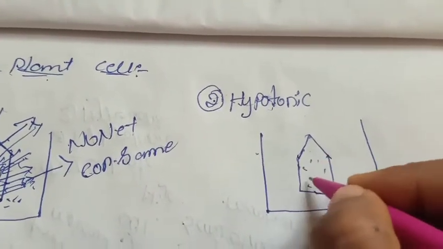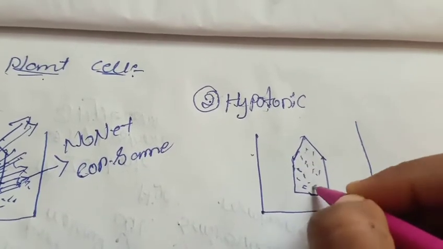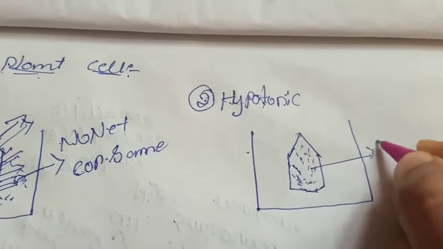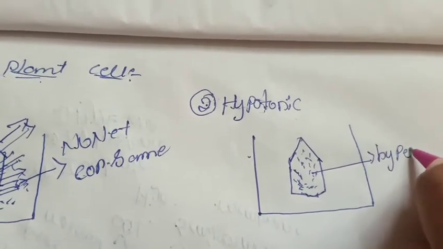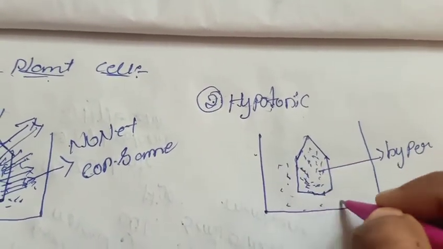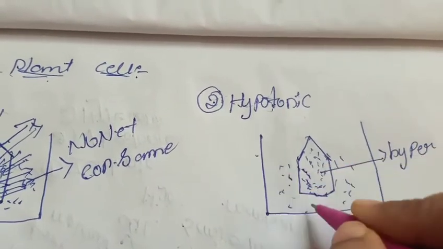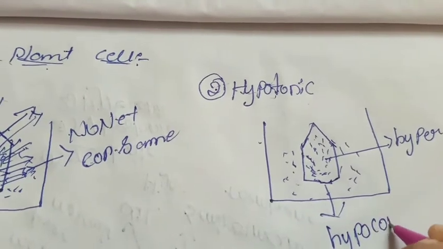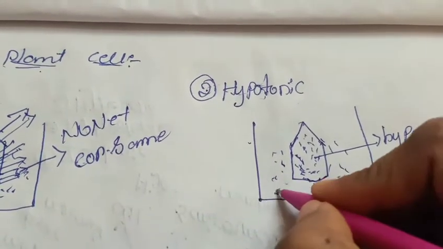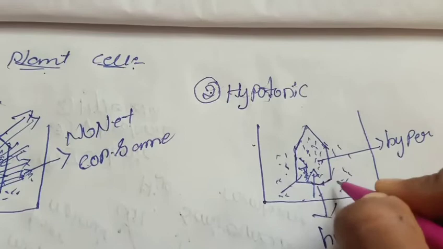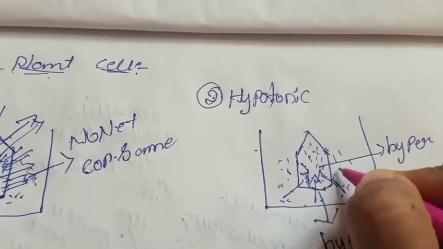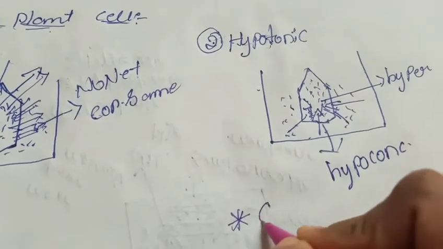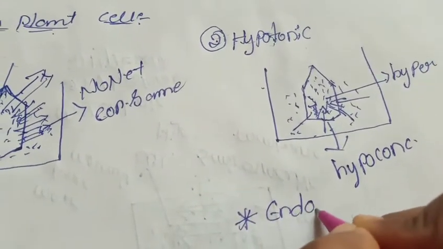The concentration which is inside the cell is a hyper concentration, and the concentration which is outside will have the lower concentration, a hypo concentration. Here what happens? The substances will go inside the cell. That means from the hypo to the hyper. We know that this process is known as endoosmosis.